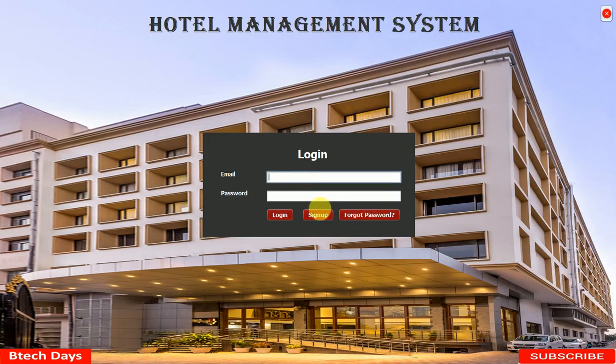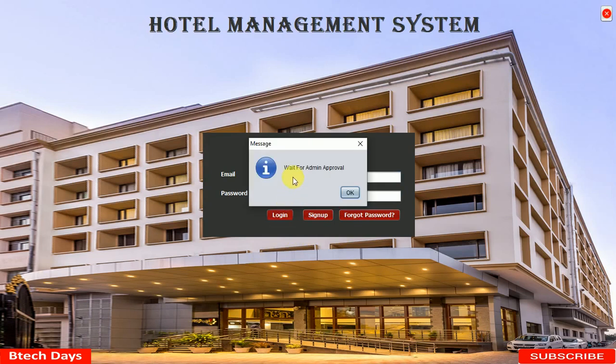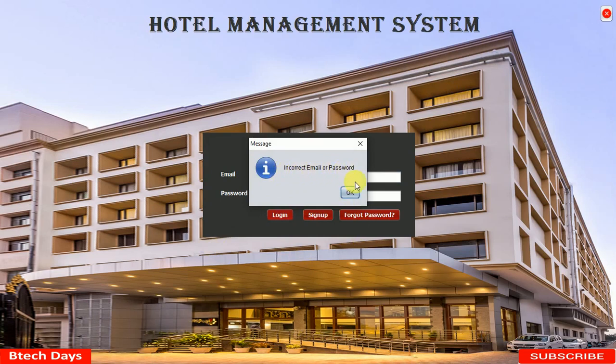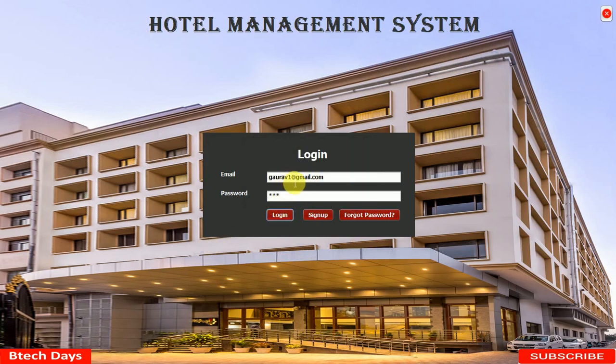Here I think I forgot the name, gaurav@gmail.com, and the password is 123. Let's try to log in, and you can see a message: wait for the admin approval. Let's click on OK. Now let's write a 1 here and try to log in. We get the message incorrect email or password because this user does not exist.